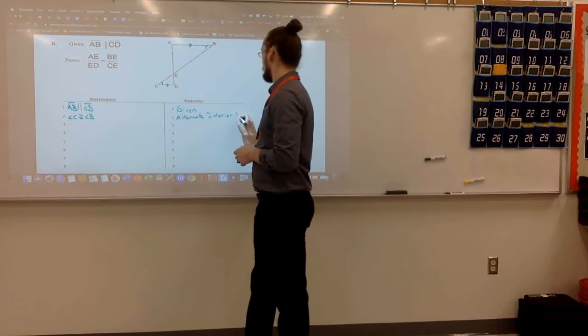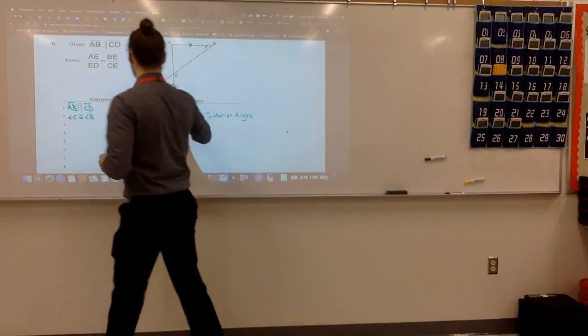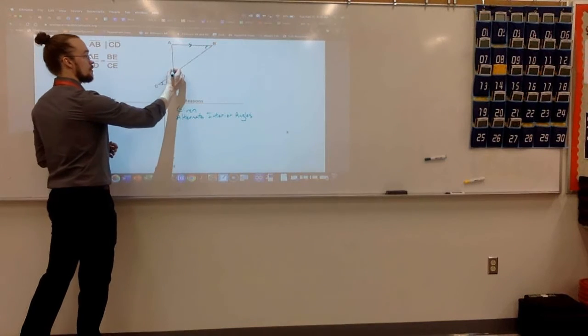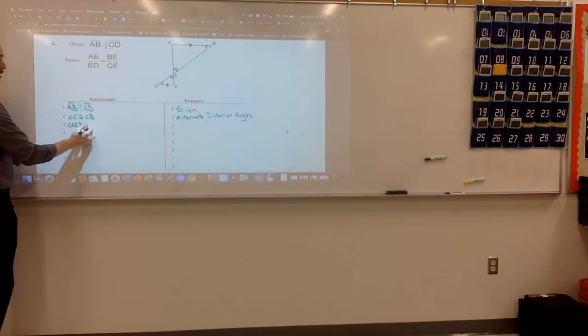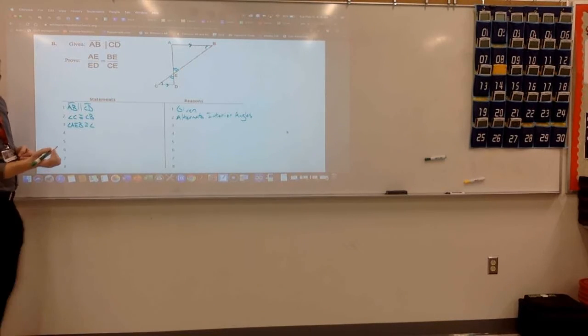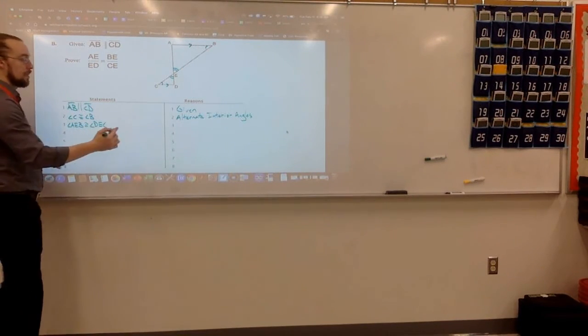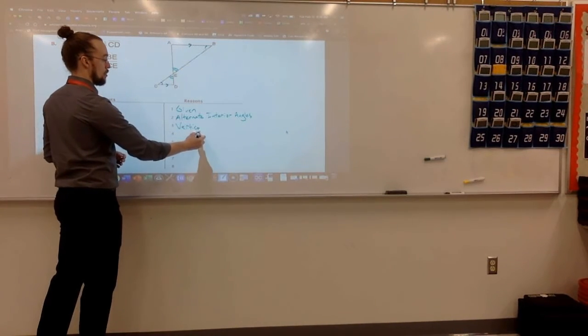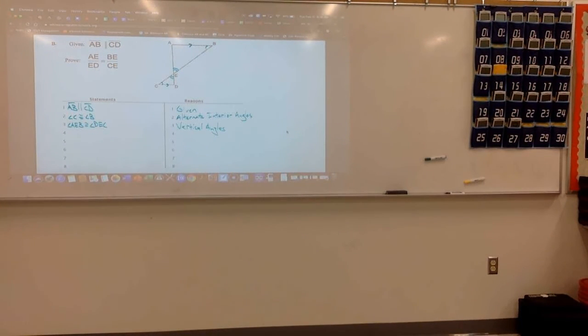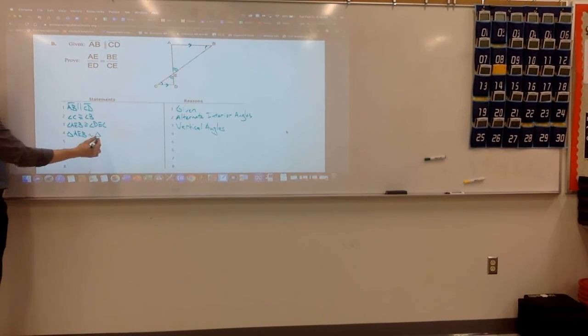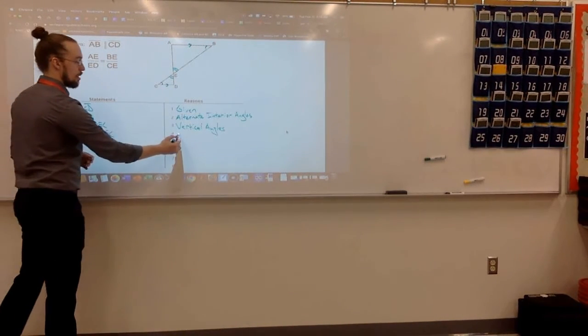And then, just like the last one, we could claim the other pair of alternate interior angles are congruent. But just to give a different example here, I'll use the pair of vertical angles. So we can say angle AEB is congruent to angle DEC. That would be vertical. So now I've got enough to prove that the triangles are similar. I've got two pairs of congruent angles. So I can say triangle AEB is similar to triangle DEC by angle-angle.